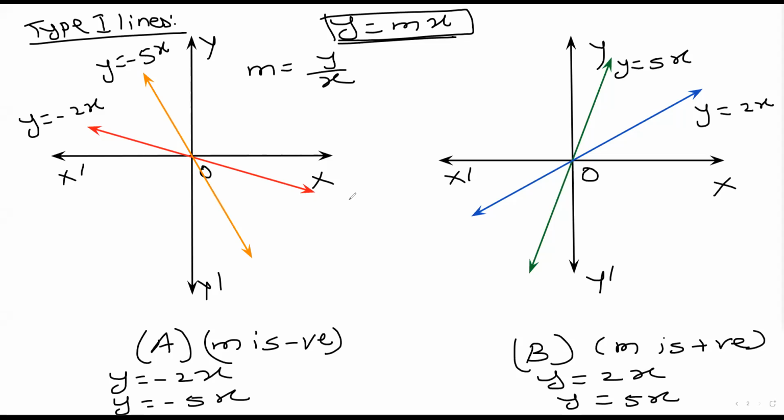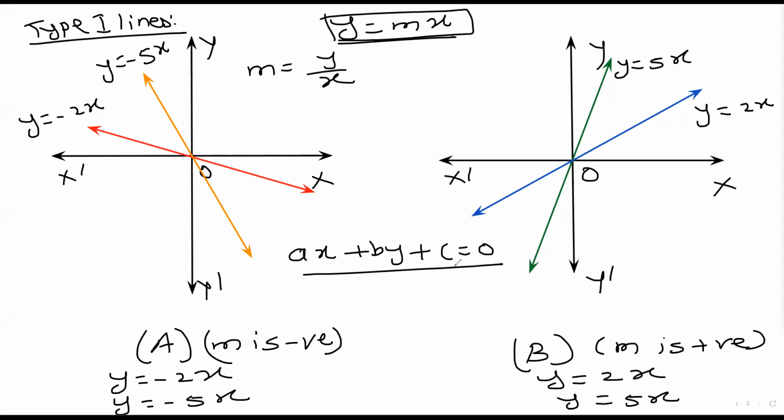One more point to note, about this type of lines. What do I mean by this type of lines? Actually, the equation of a line is like this. A linear equation in two variables is like this: ax plus by plus c is equal to 0. This is the equation of a typical line. So what is a? Coefficient of x, b is the coefficient of y, and c is a constant term.